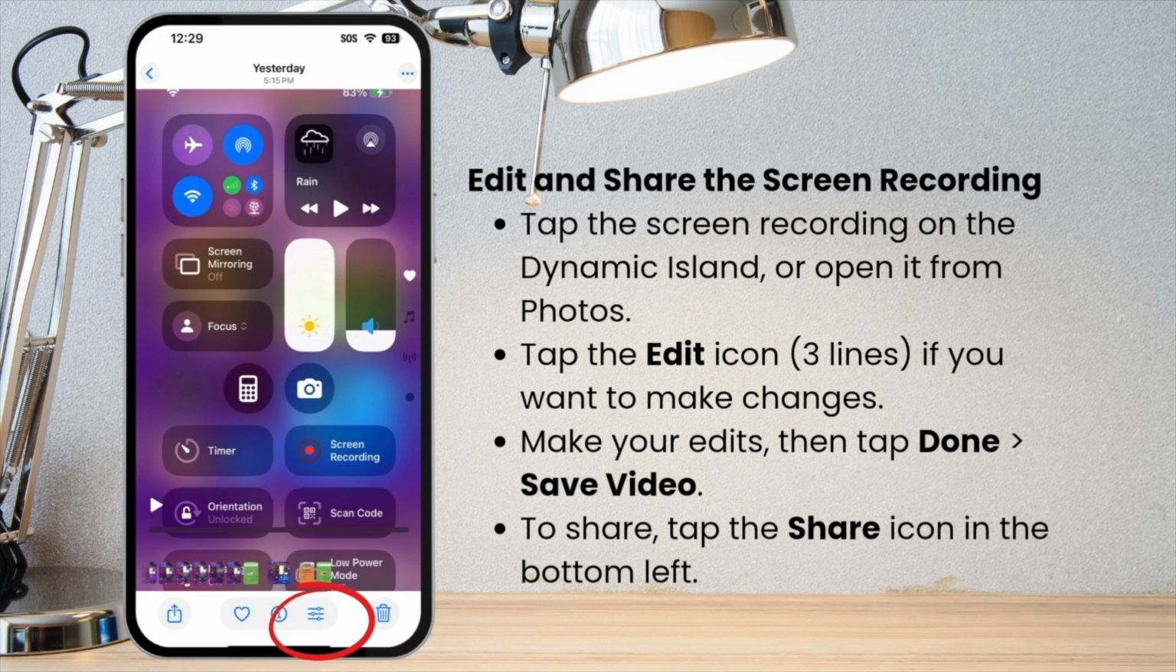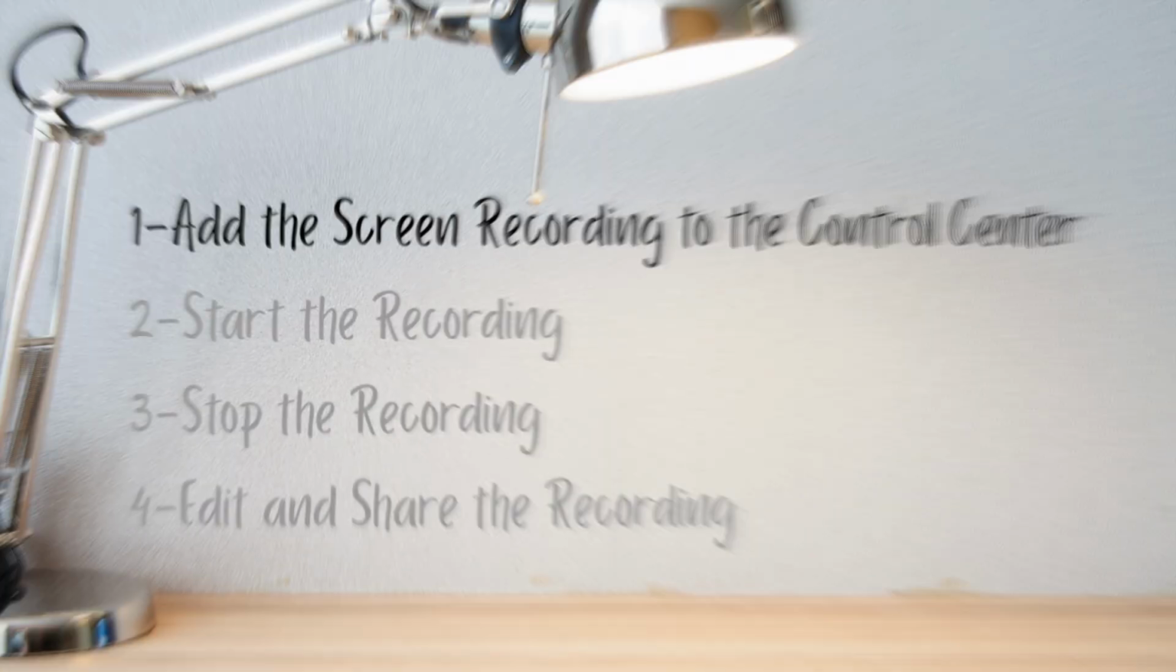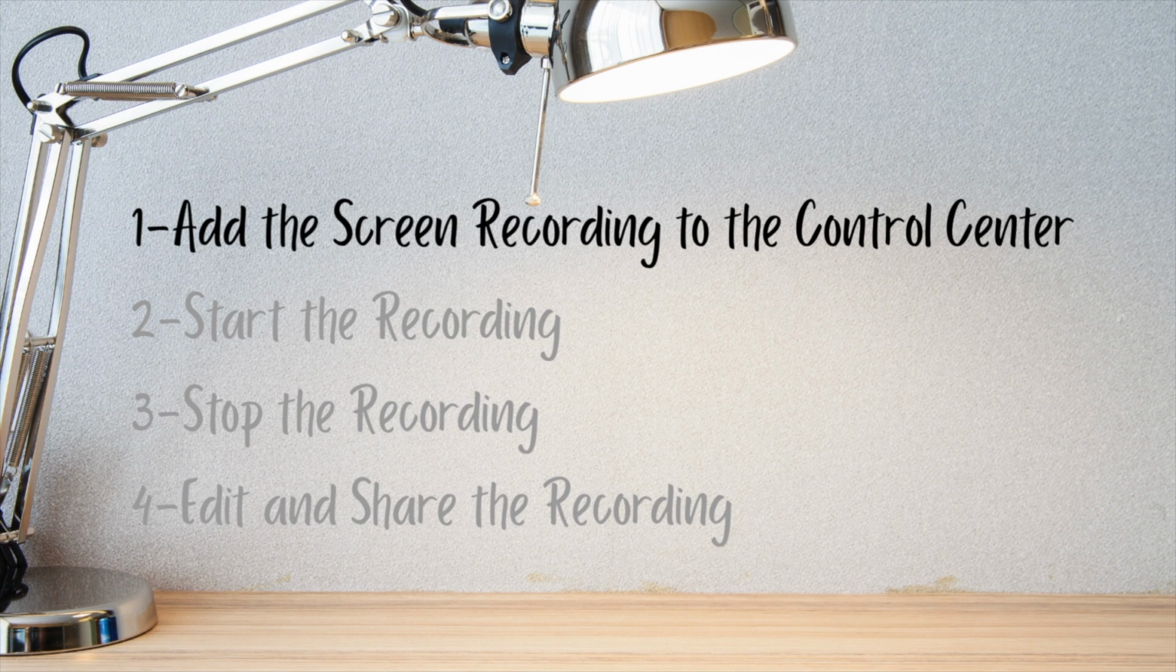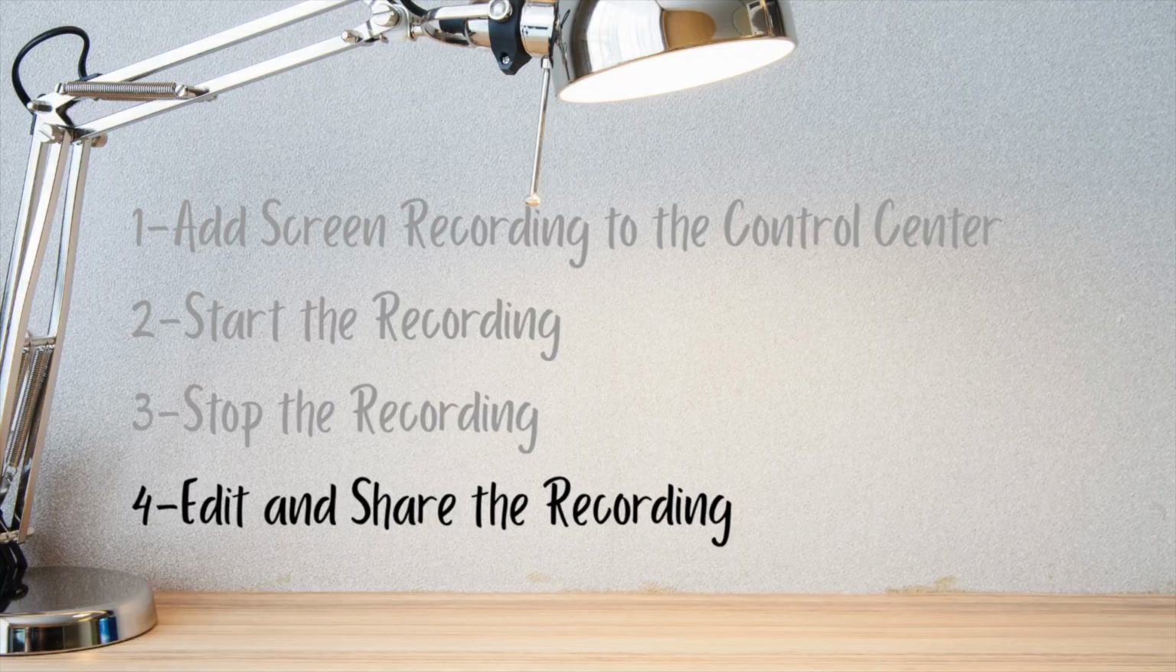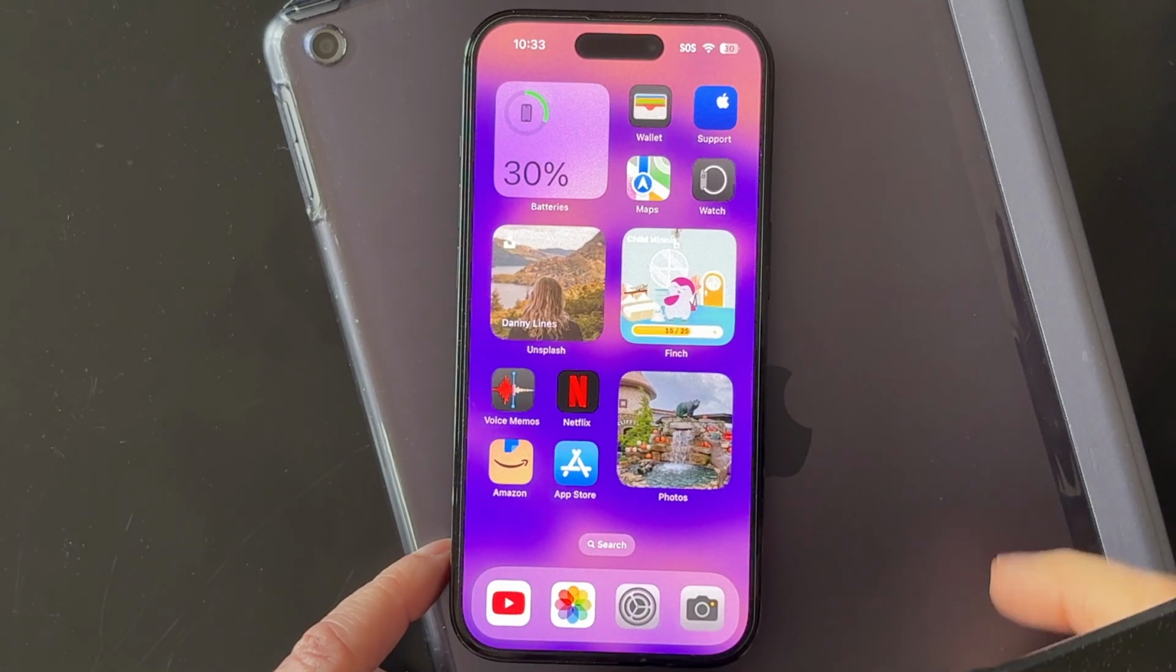Make your edit, whether you need to clip some off the front or the back, and then tap Done. And when you're ready, tap the Share button. So that's it. That's how to add it to the Control Center, how to start it, how to stop it, and how to edit and share the recording. Now let's look at a live demo.